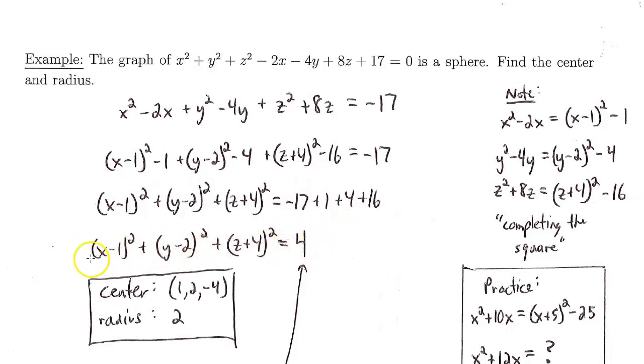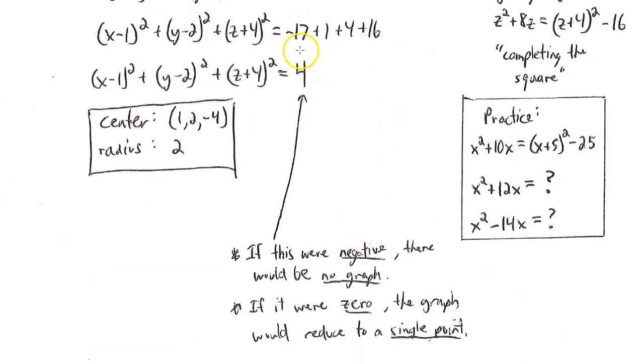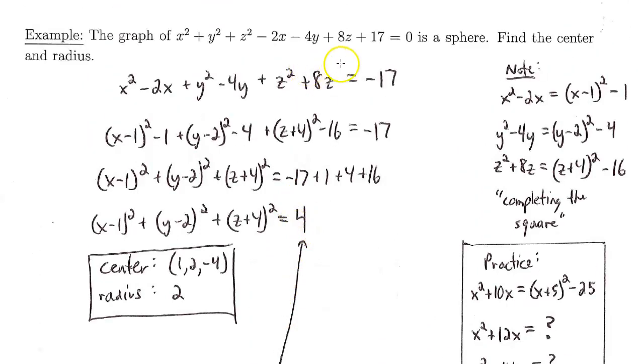You can see now this is the equation of a circle where the center is 1, 2, -4, and the radius is the square root of this number, the square root of 4, which is 2. Okay, so what would have happened if this number 4 here were not 4, but what if it were a negative number? This all depended on this original 17 here, which became a negative 17 over there.